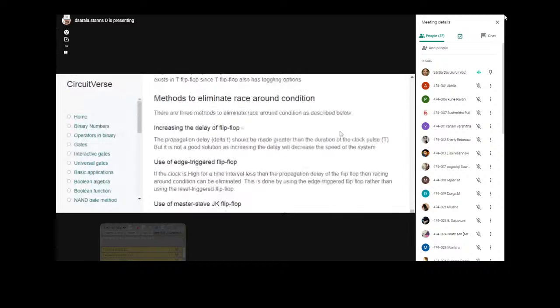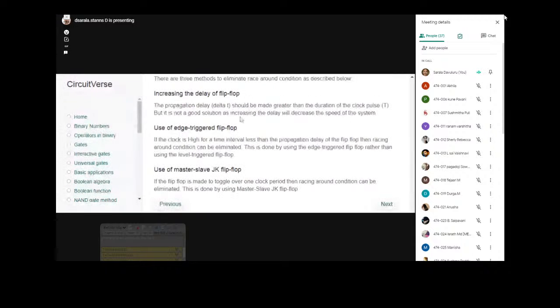So what are the methods? It cannot be totally eliminated. There are 3 methods to eliminate this race around condition. One is to increase the delay of the flip-flop, then use of an edge-triggered flip-flop.